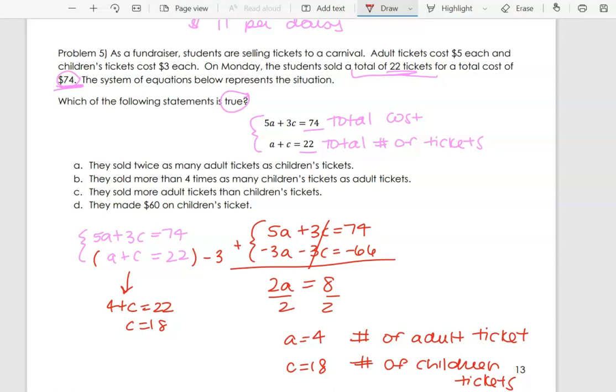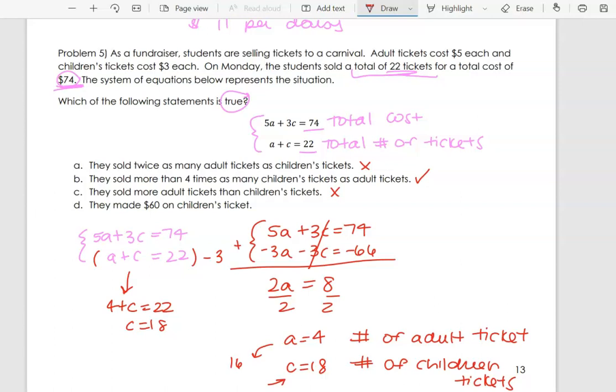They sold twice as many adult tickets as children's tickets. Well, that's not true because adult tickets are less than the children. They sold more than 4 times as many children's tickets as adult tickets. So if I do 4 times 4, that gives me 16. This is more, so this is true. Let's keep going. They sold more adult tickets than children's tickets. Not true. They made $60 on children's tickets.